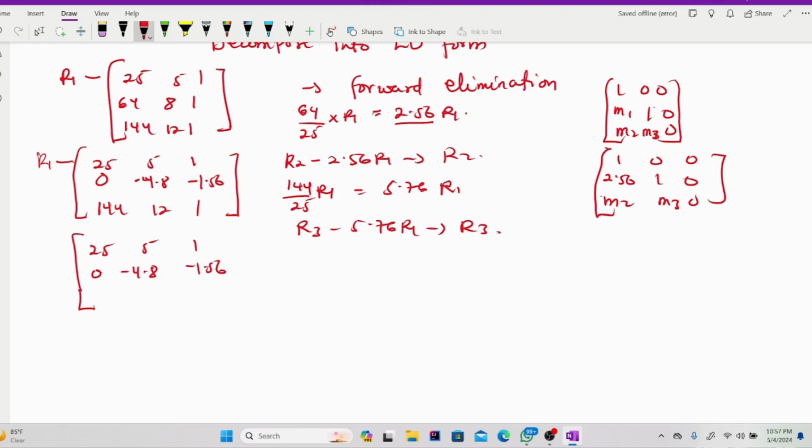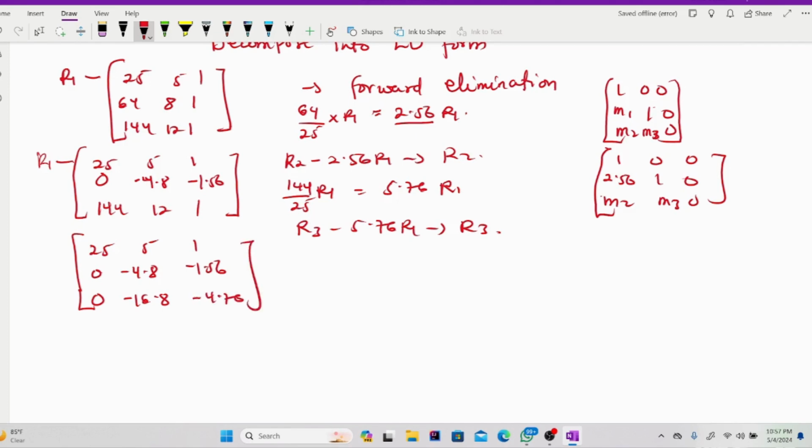144 now becomes 144 minus 5.76 times 25, and that is 0. So here becomes 0. Then I move to 12. So I get 12 minus 5.76 multiplying R1, which is what? 5. That is giving me negative 16.8. Then the last one will be 1 minus 5.76 times 1. So obviously that is negative 4.76, right?